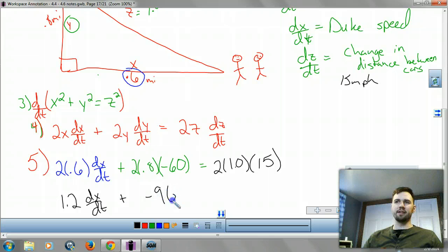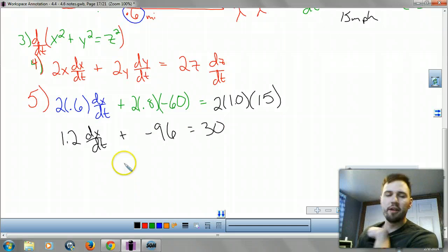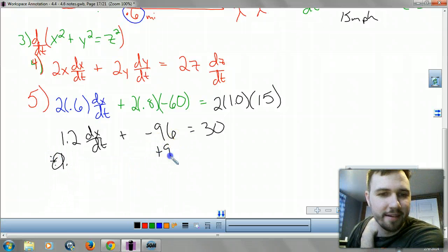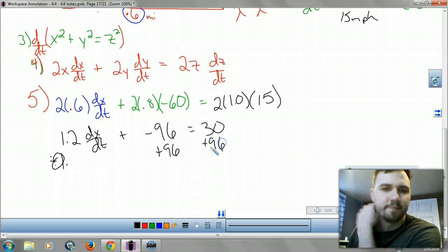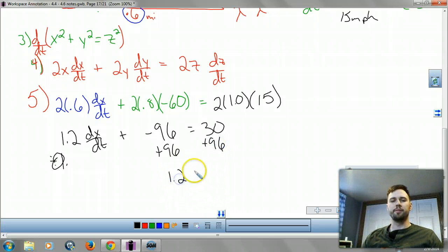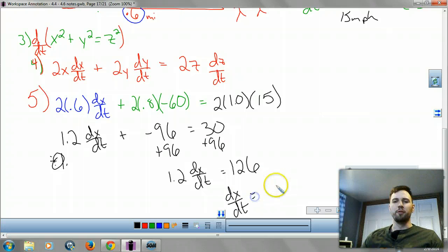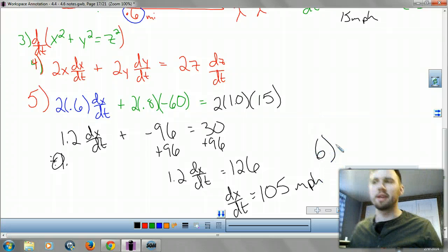Plus negative 96 equals 30. So we do some algebra and add 96, and we get 1.2 Duke speed, the derivative of x in terms of time, equals 126. Divide by 1.2, and you get the Dukes. We're going about 105 miles per hour. So when we interpret it, I already did it.